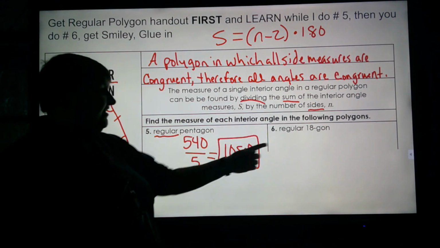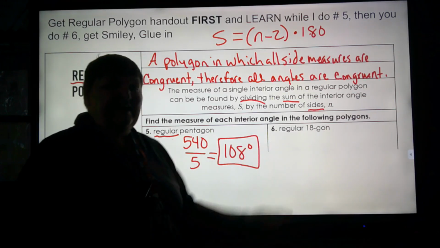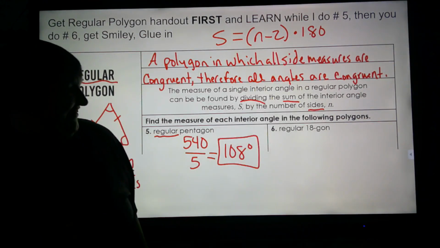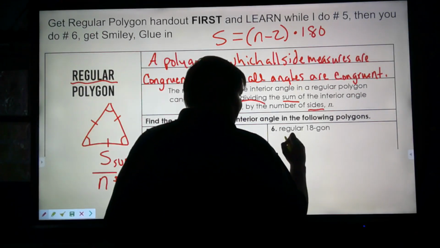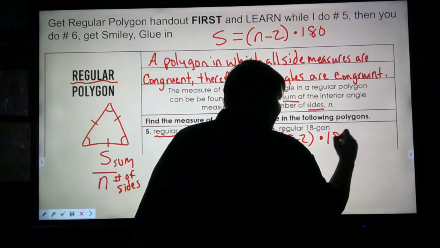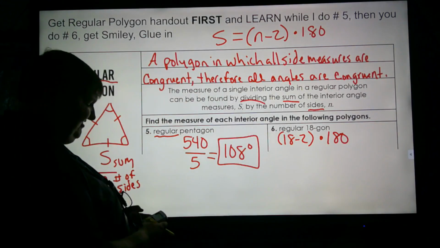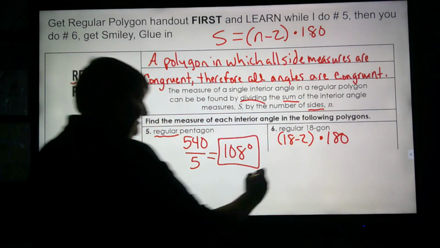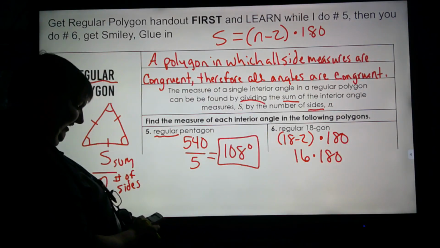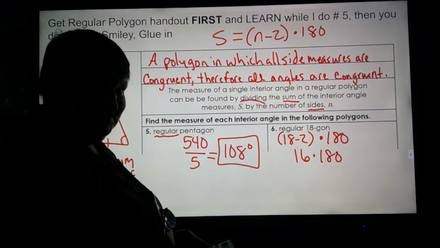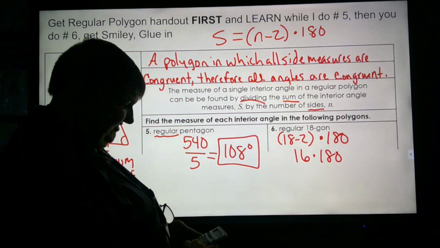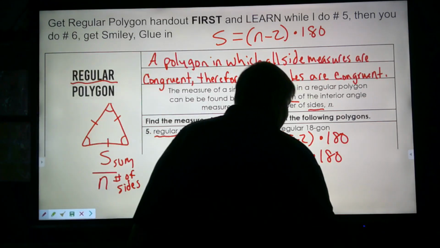It's not going to be as easy. This time we have a regular 18-gon, an 18-sided polygon. It's not on our chart. We're going to have to put it in the formula and actually do the math. Right? All right, so the sum is 18 minus 2 times 180 for an 18-sided polygon. So 18 minus 2 is 16. 16 times 180. Do all the math in the calculator twice, just out of habit, to make sure it's right. 16 times 180 is 2880.